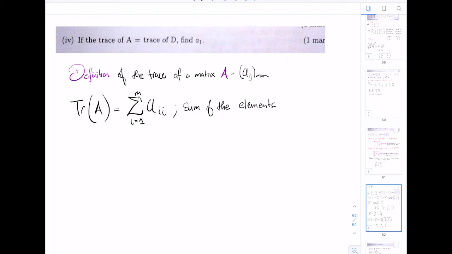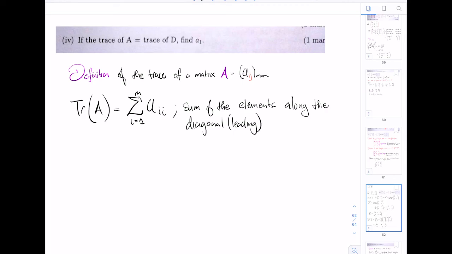elements along the diagonal. And here, when I say diagonal, I really mean the leading diagonal. So we can now use this property to answer our question.